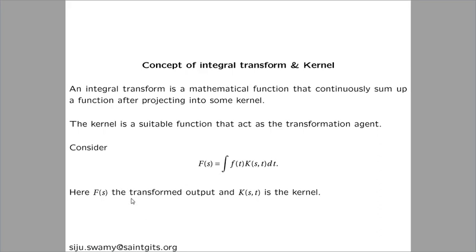So F of s is the transformed output, and this k of s,t is called the kernel. K of s,t is called the kernel because this integral purely depends on the nature of this f of t and k of s,t. There are various types of k of s,t we are using in mathematics. Today we are going to discuss a special type of kernel. That kernel is very important because the Laplace transform is making use of such a nice kernel.